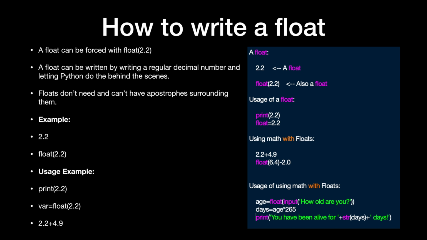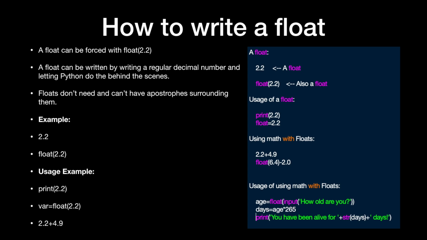A float. To write a float, you would write float, bracket 2.2, or whatever number you want, bracket. This forces Python to make that number into a float. However, often you will just put 2.2, because Python can automatically default it to a float. One example of when you might want to force the number to be a float is if you wanted it to be a float as a whole number, because by default Python will make whole numbers into integers.